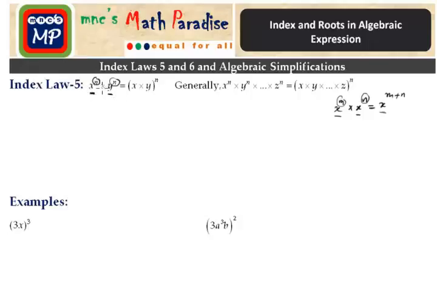x to the power n times y to the power n. So here the powers are the same, but the bases are different. Index law 5 says that then we can write it as the multiplication of these two bases to the whole same power. So let us do one illustration here.